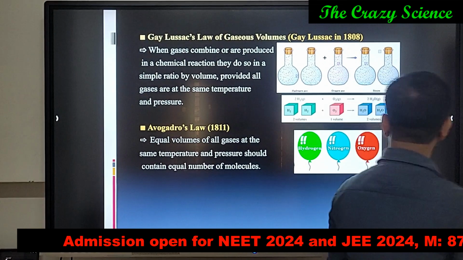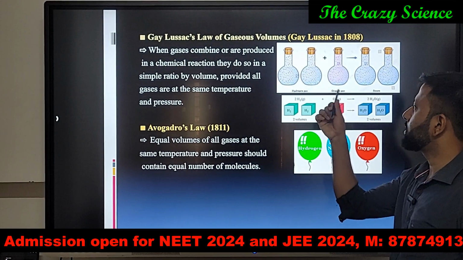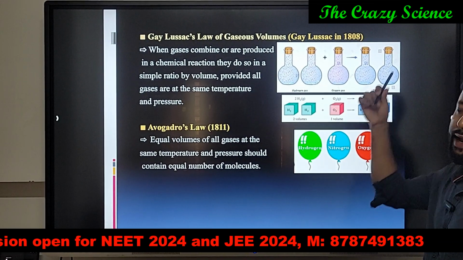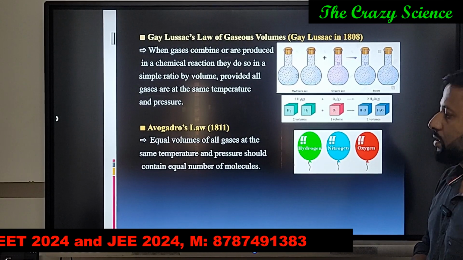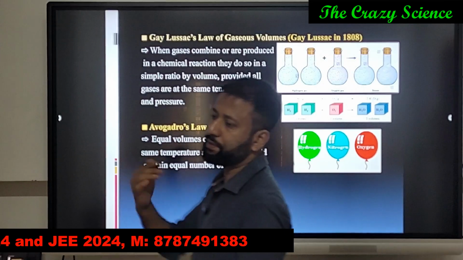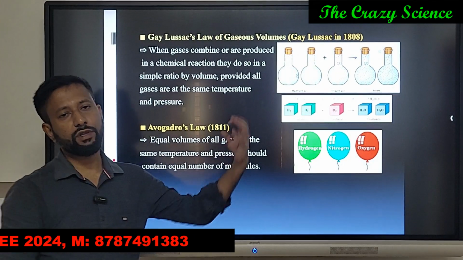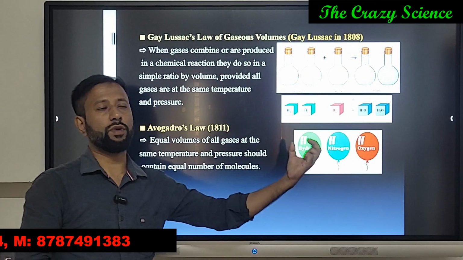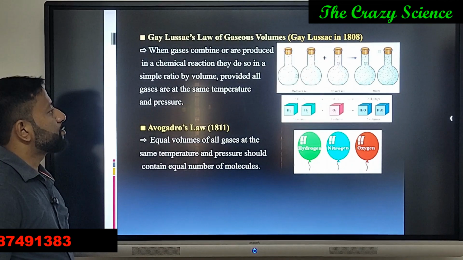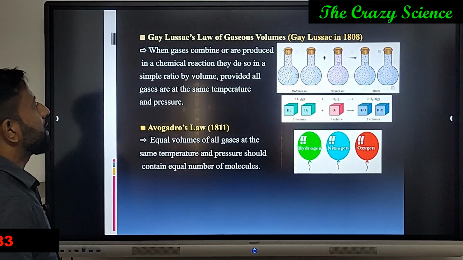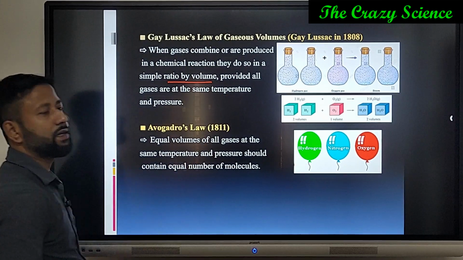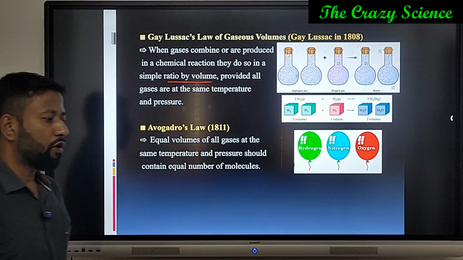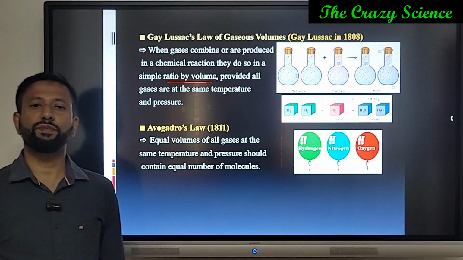What does it say? It's saying that whenever two gases are combined to form another gas, okay, on such a situation, the previous one was with respect to weight, now they are saying with respect to volume, they will combine in a simple whole number ratio by volume. So we have to check this. This is by volume. The previous one, the law of definite proportion, was with respect to weight.